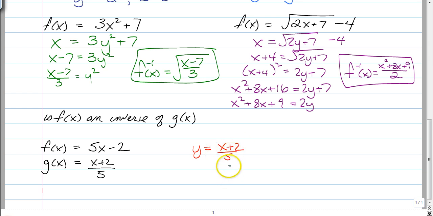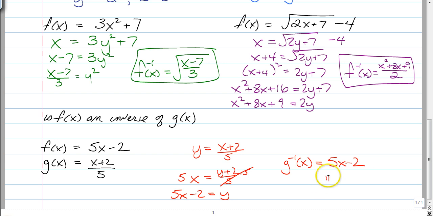And now we solve. We have to switch our x and y. So that's going to give us x is equal to y plus 2 over 5, and solve. So how do you get rid of a 5 in the denominator? You multiply both sides by 5. So you get 5x is equal to y plus 2, and subtract 2 from both sides, and you get 5x minus 2 is equal to y. So that's going to tell you that g -1 of x is equal to 5x minus 2. Does that match your f of x? The answer is yes, it does. So the answer is yes.